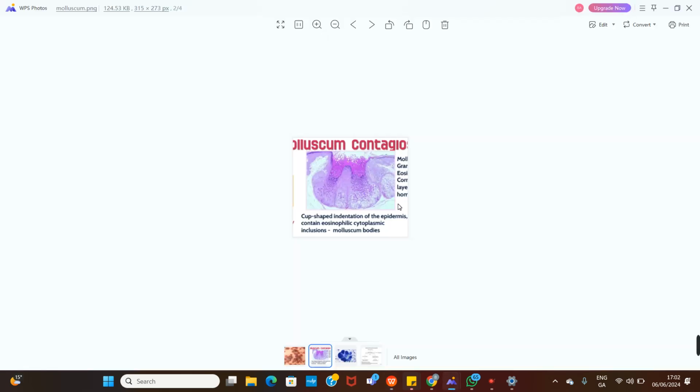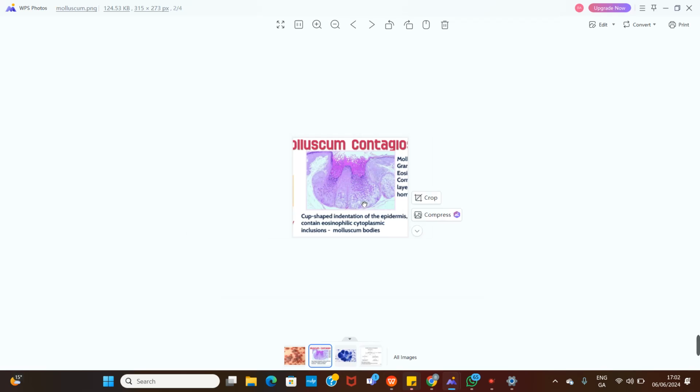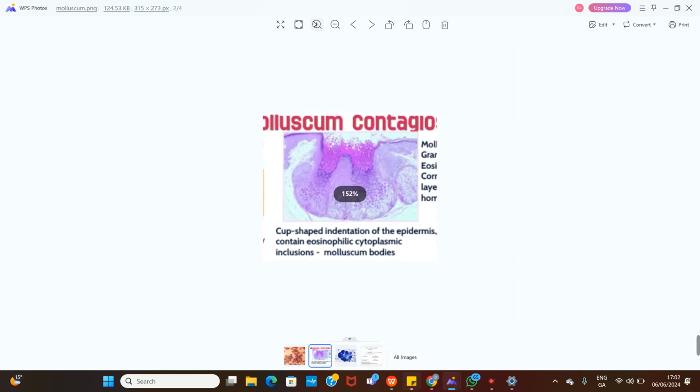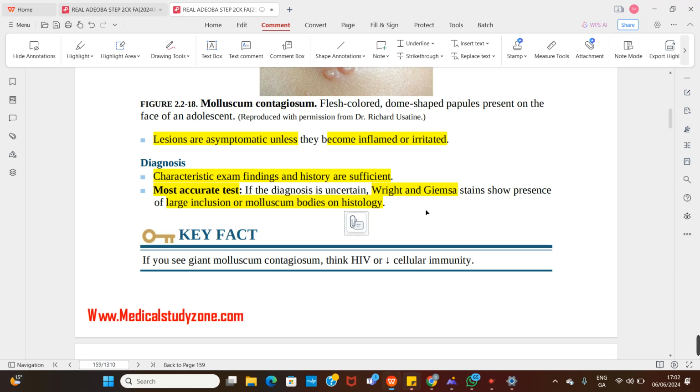This is what you are going to have. You can see the cup-shaped indentation of the epidermis here, containing eosinophilic cytoplasmic inclusions. It looks a little bit red, quite different from this. Once you see this cup-shaped indentation, think about molluscum contagiosum. Of course, the history is going to point it out fast, so we don't need to worry ourselves about it at all. How do you treat?